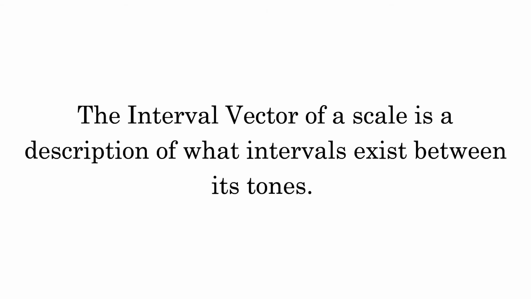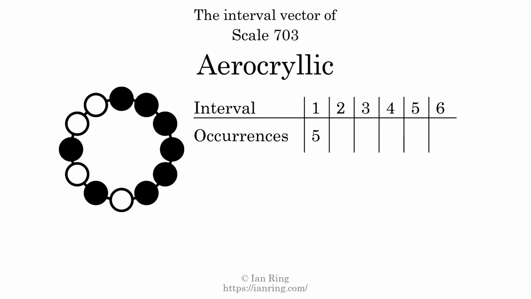The interval vector of a scale is a description of what intervals exist between its tones. There are 5 intervals with the size of 1 semitone. They are here, here, here, here, and here. There are 6 intervals with the size of 2 semitones. They are here, here, here, here, here, and here. There are 5 intervals with the size of 3 semitones. They are here, here, here, here, and here.